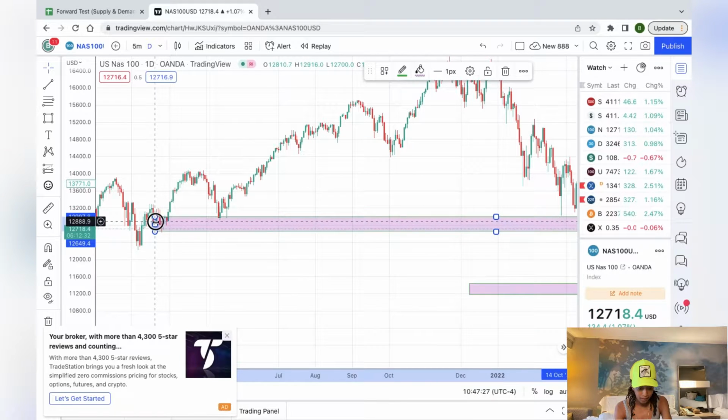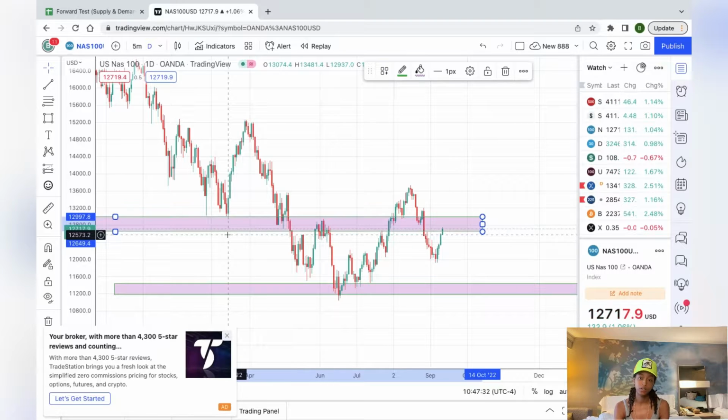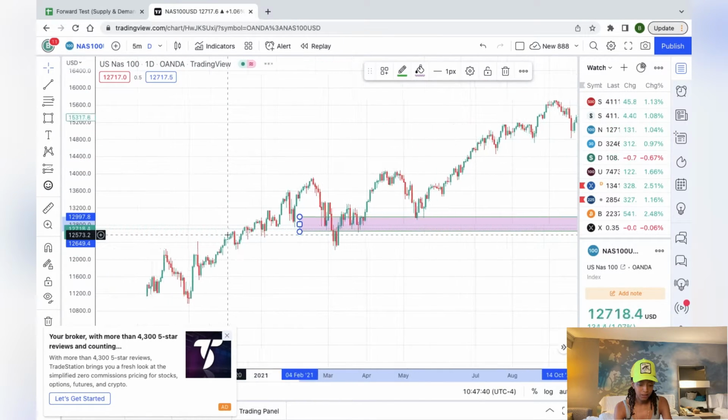Touched again here. So, yeah, family, that's how you know if your zones are solid, and if you could be confident in them, is if you go left on your chart, does it continue to keep touching that zone?